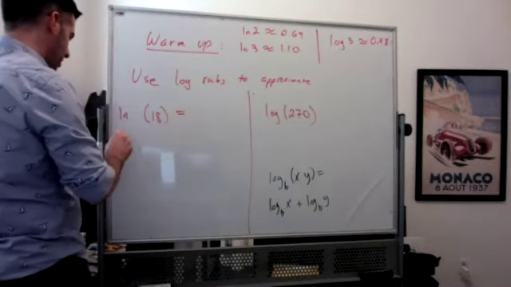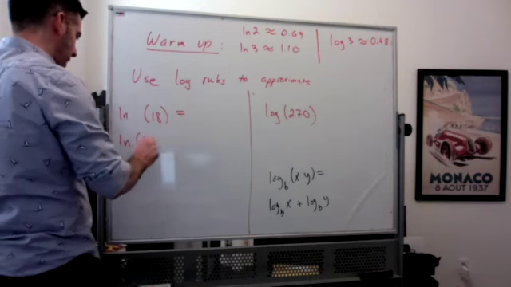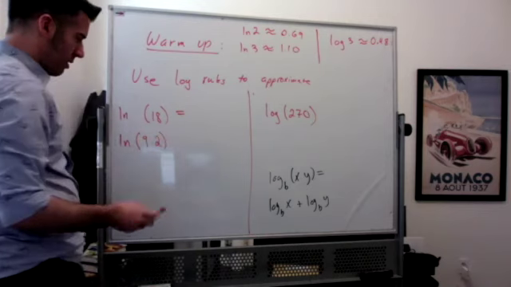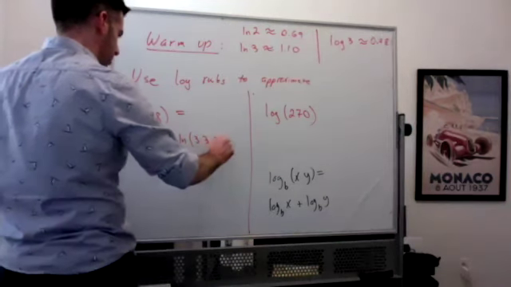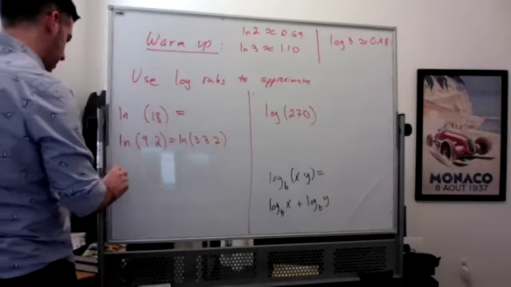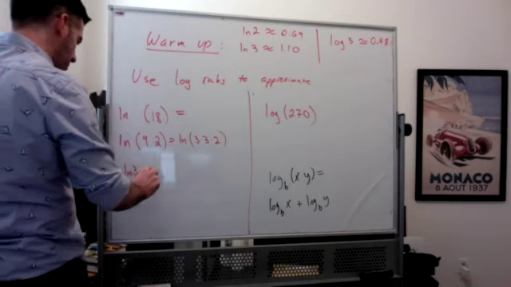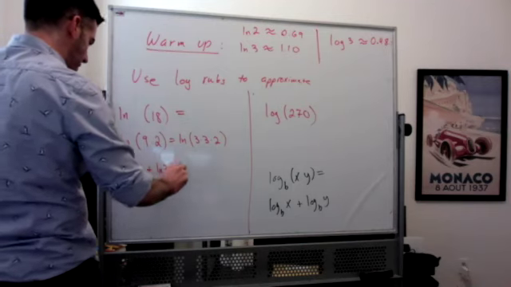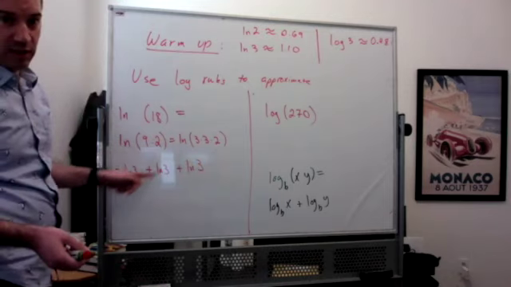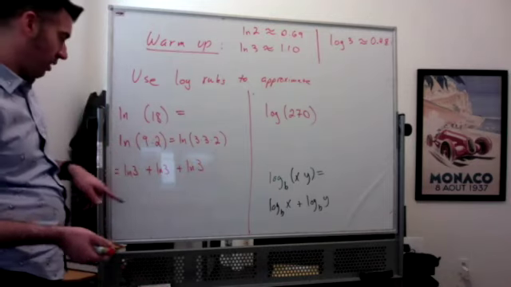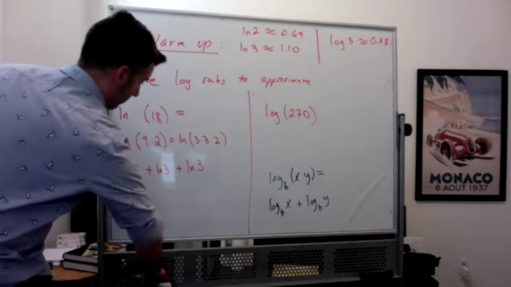I'm going to write this as the natural log of 9 times 2. And then I'm going to write that as the natural log of 3 times 3 times 2. And then I can say that's the natural log of 3 plus the natural log of 3 plus the natural log of 2.